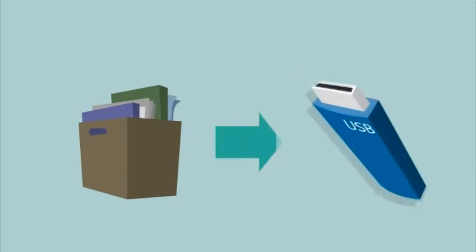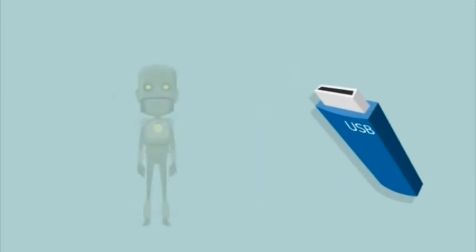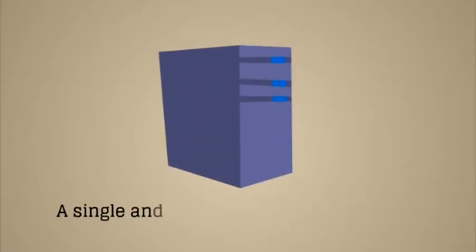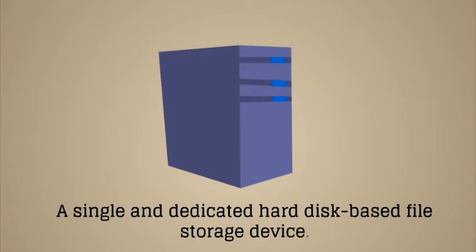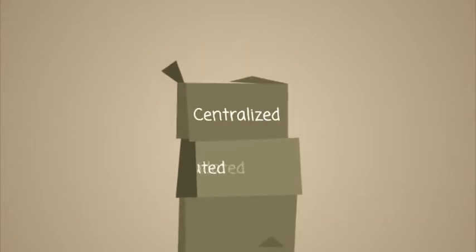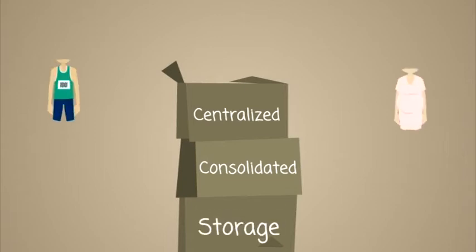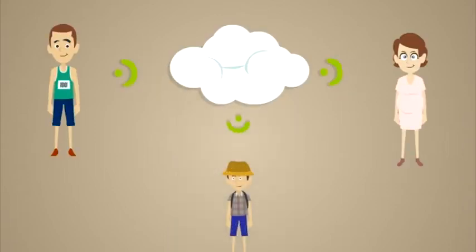Data stored on USB devices can be lost or fall into the wrong hands. Network-attached storage is a single and dedicated hard disk-based file storage device. It provides centralized and consolidated storage to local area network users using the same network connection.